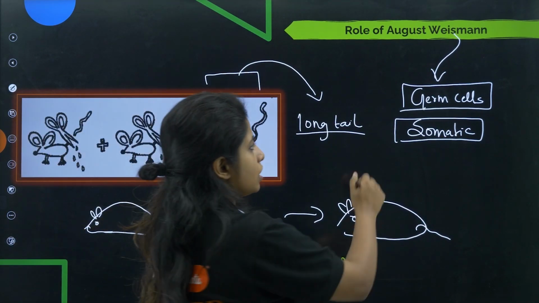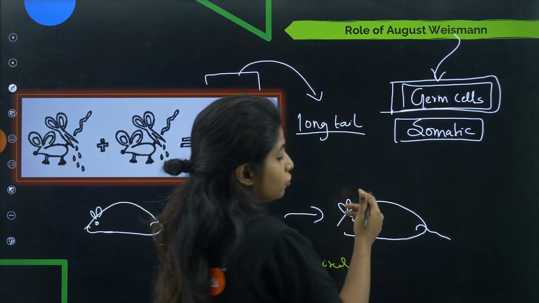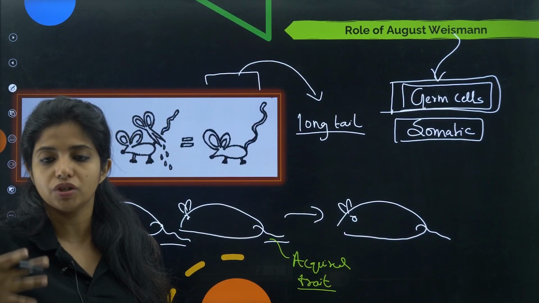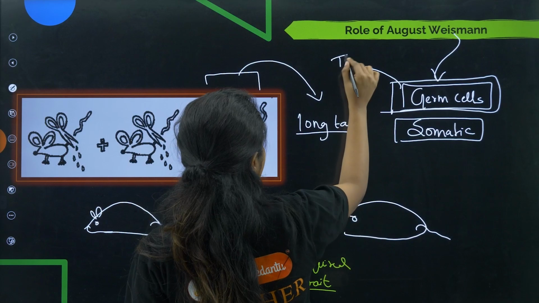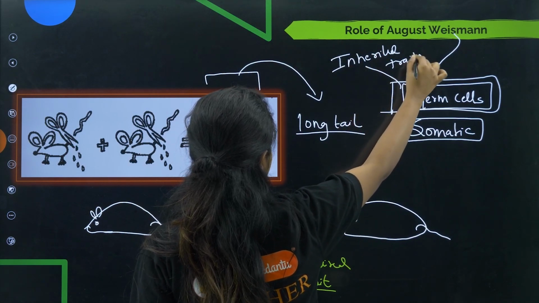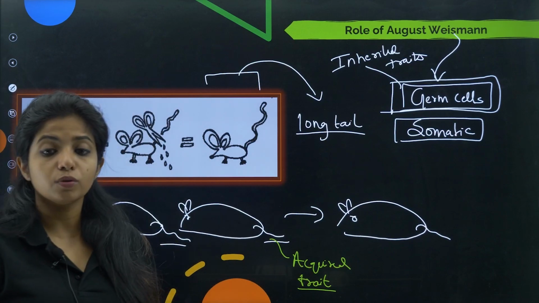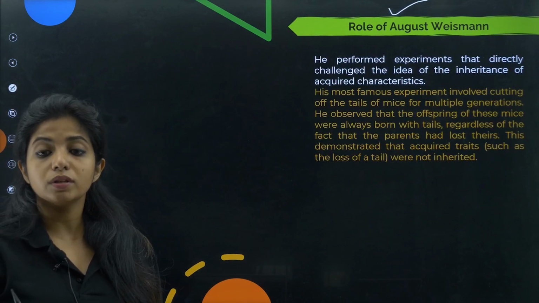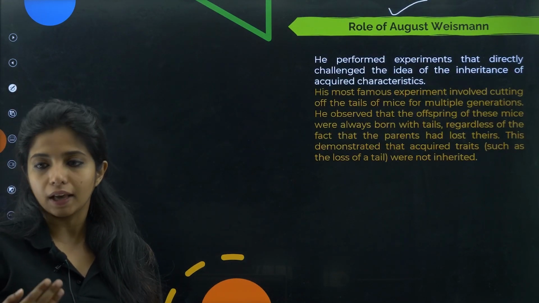So there are changes in the germ cell which are passed from generation to generation, and those are inherited traits. Those are what, children? Inherited traits that are being passed on. But in the case of Lamarck, he was totally wrong by saying that acquired traits were also being inherited.